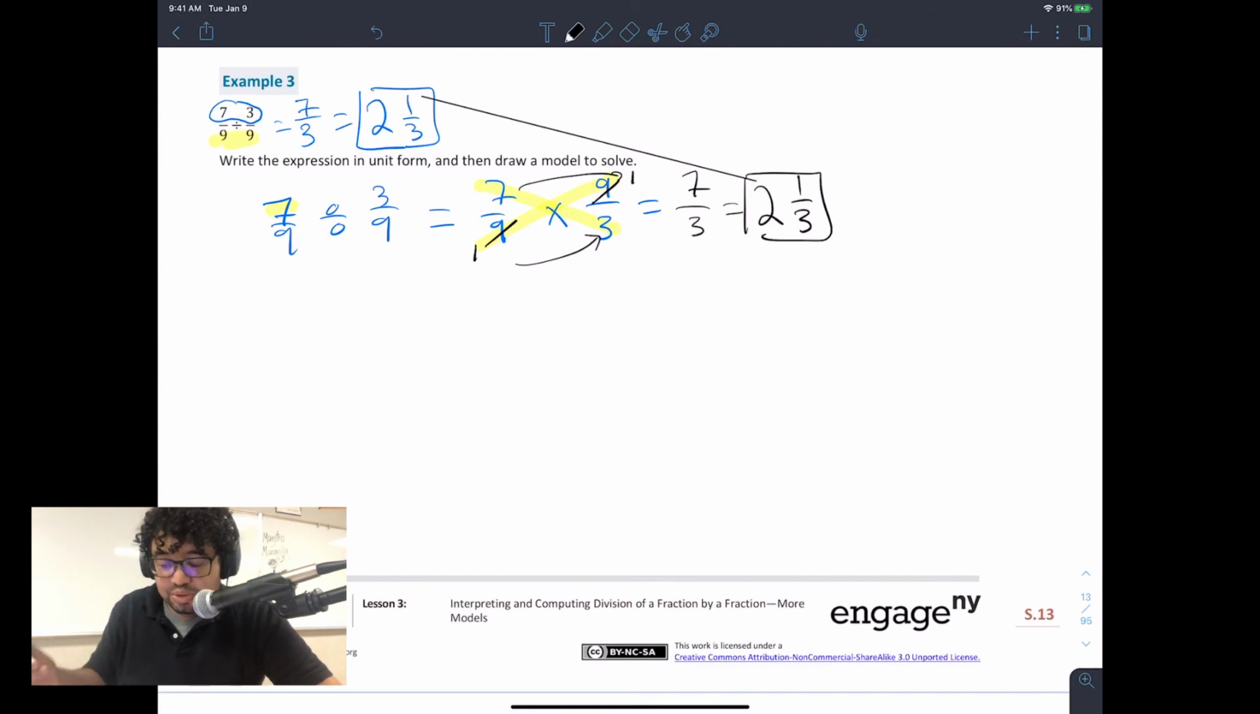So to get us started with the model, what I'm going to do here is remember when they have a common denominator, I'm going to make the model based on the first fraction.